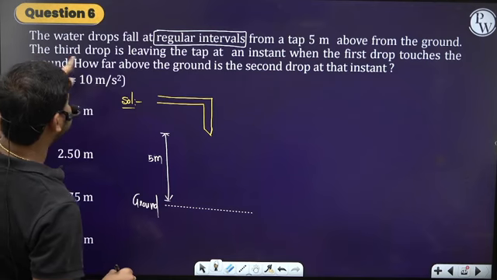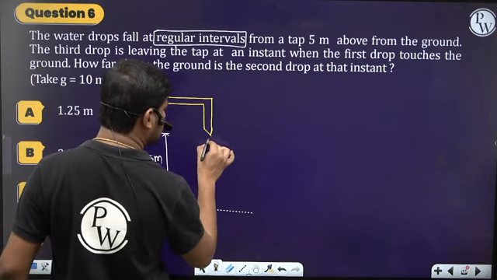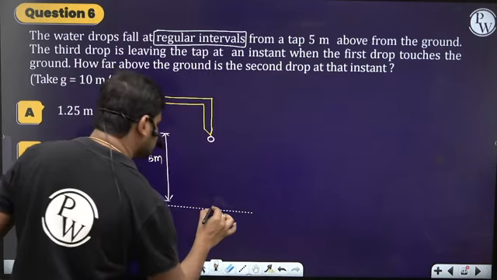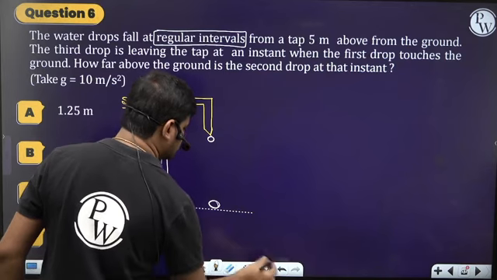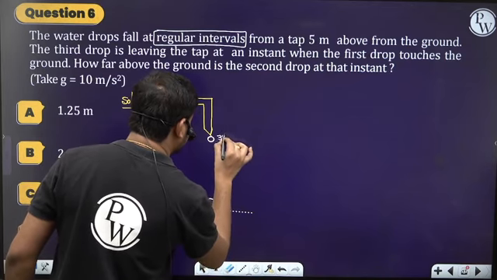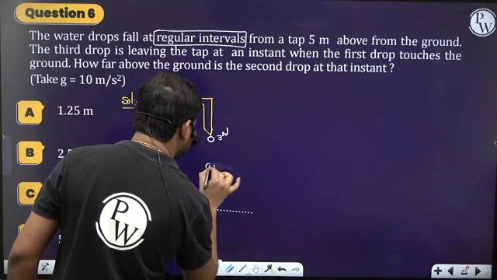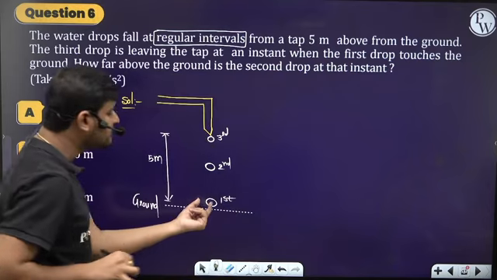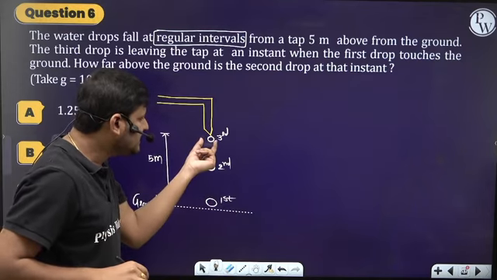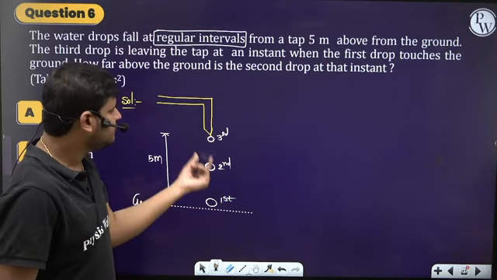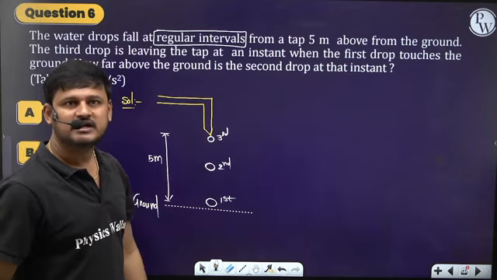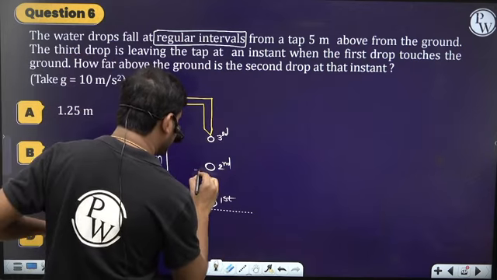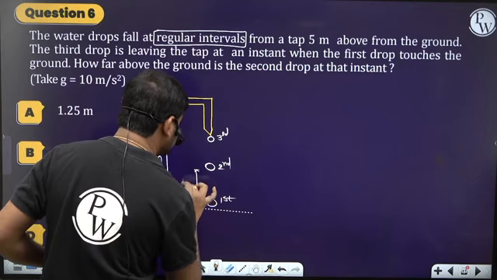So the third drop is leaving the tap at an instant when the first drop touches the ground. The first drop is about to touch the ground, and the third drop is releasing. This is the third drop, and obviously the second drop will be somewhere in the middle. This is the second drop, and this is the first drop. Clear now? How far above the ground is the second drop at that instant? So we have to find this height.